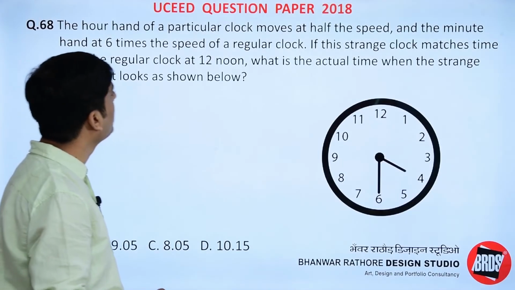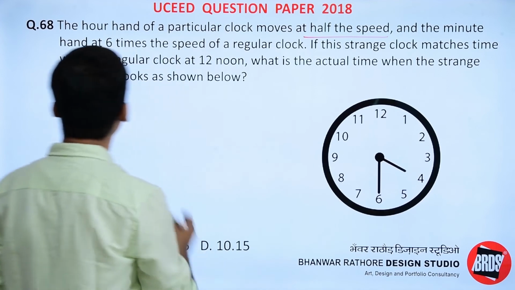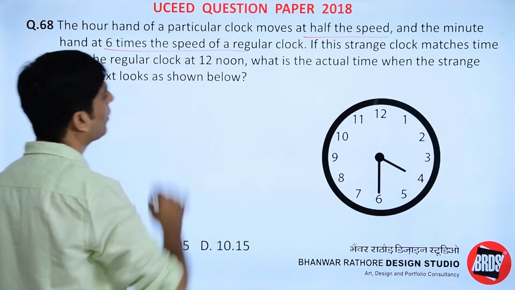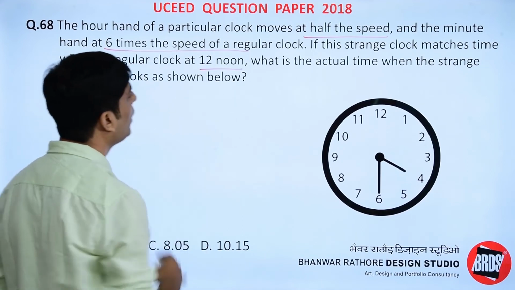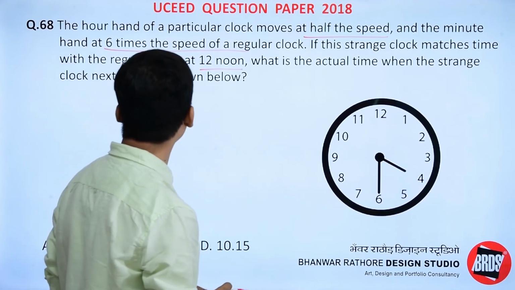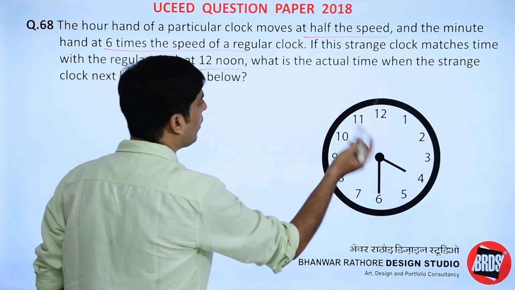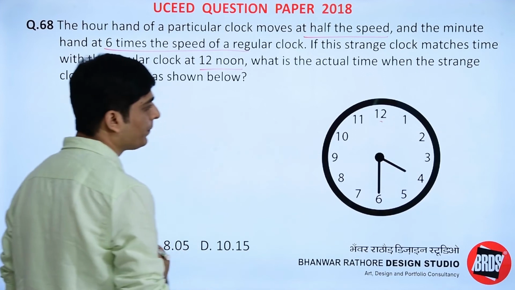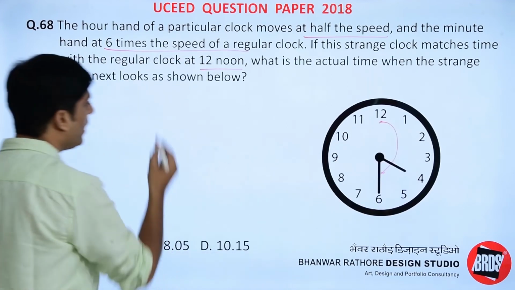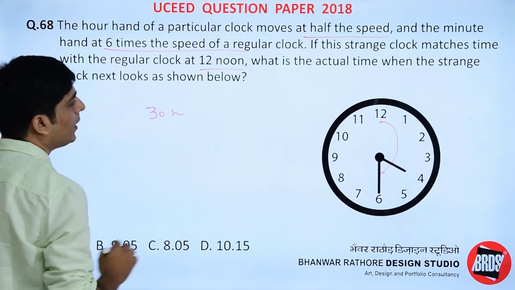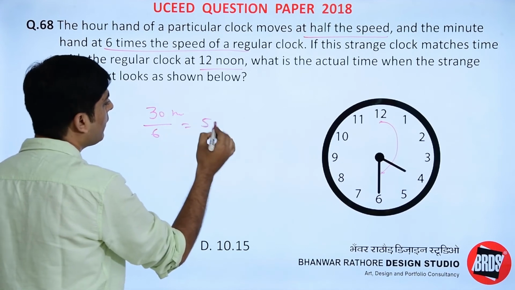The hour hand of a particular clock moves at half the speed and the minute hand at 6 times the speed of a regular clock. If this strange clock matches the time with the regular clock at 12 noon, what is the actual time when the strange clock next looks as shown below? We can say at 12 o'clock, the minute hand and hour hand would be over here. So the minute hand has rotated how much? 12 to 6. How many minutes? 30 minutes. But actually this is 6 times faster. So the actual time would be 5 minutes.